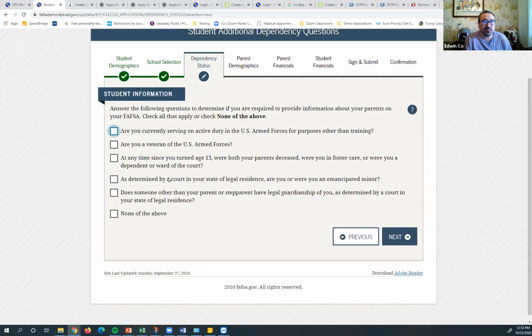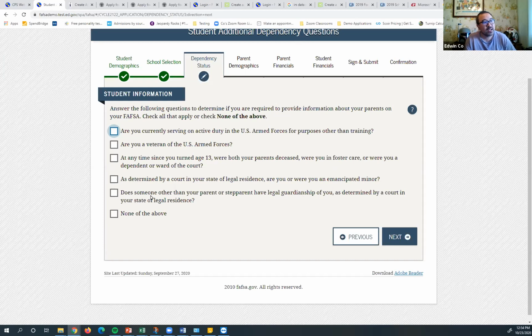This next question, most of them won't apply to you. For instance, the first one is, are you an active duty member? That's a no. Are you a veteran of the U.S. Forces? That's a no. At any time since turning 13, were both your parents deceased? Were you in foster care, or were you a dependent or ward of the court? That is an independent question. I'm not going to answer that for you, but usually that's a no. Next question, as determined by court, are you an emancipated minor? That's a no. None of you have gone to court and emancipated yourselves.